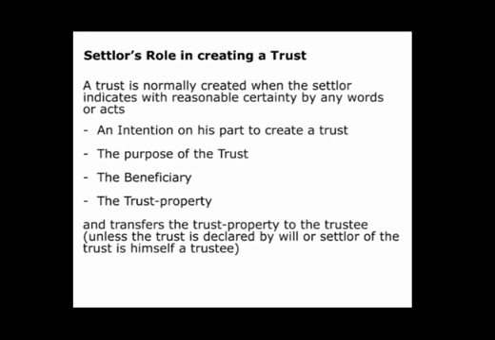Now let's look at the trust and the settlor's role in creating a trust in a bit more detail. A trust is normally created when the settlor indicates with certainty, either by words or act, that there is an intention on his part to create a trust. He sets down the purpose of the trust, sets out the beneficiaries involved, and then lists the trust property itself, and then transfers the trust property to the trustees.